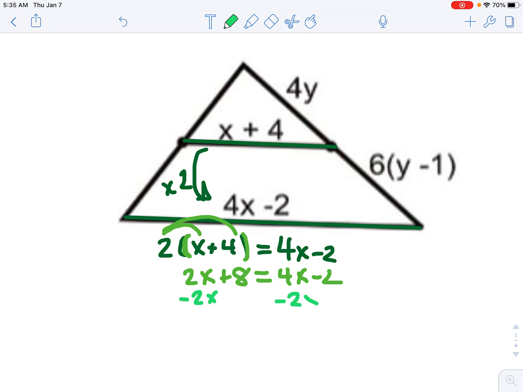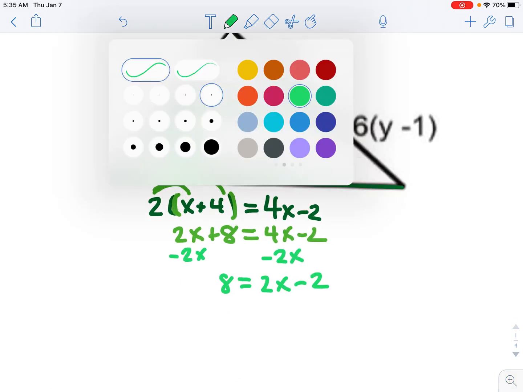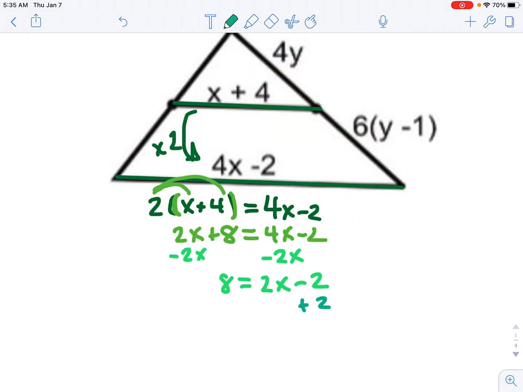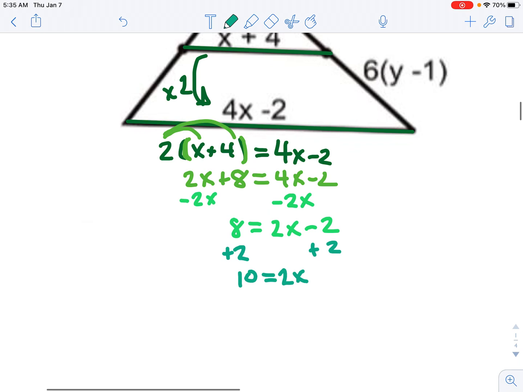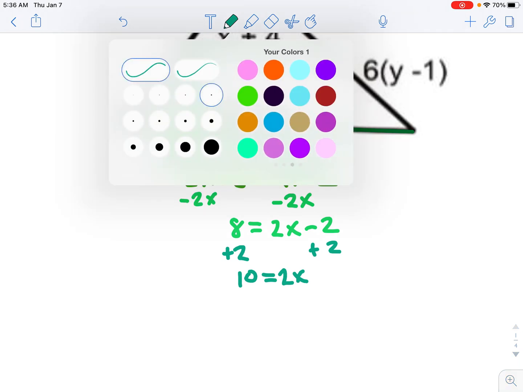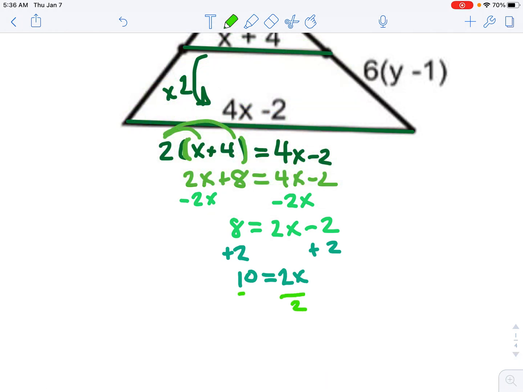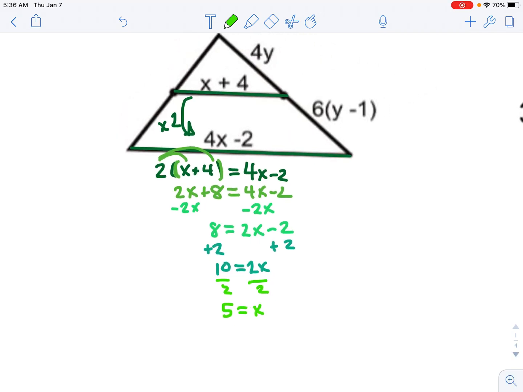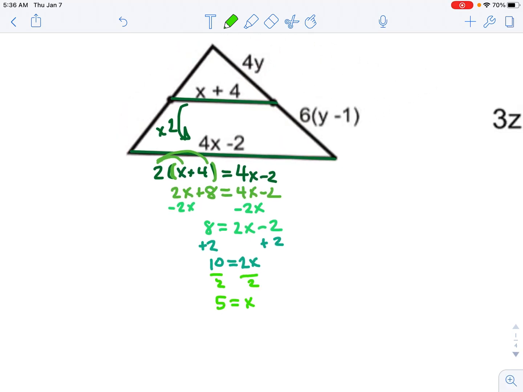Then once I distribute, I want to get all my x's on one side. I'm going to get 8 equals 2x minus 2. Then I want to get all my constants on one side: 10 equals 2x. And then divide both sides by 2, and x equals 5. Cool.